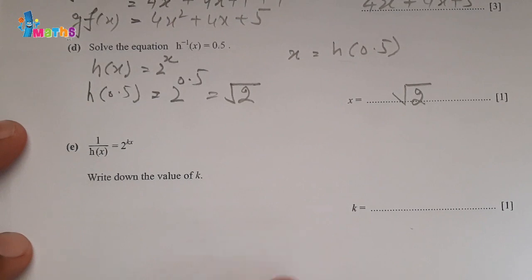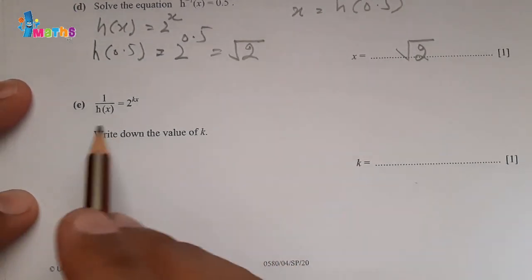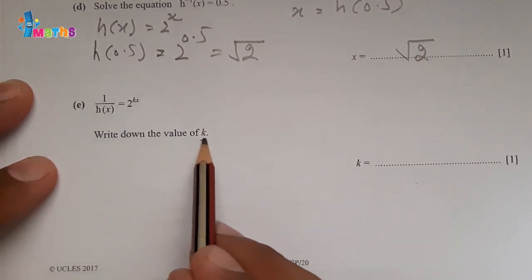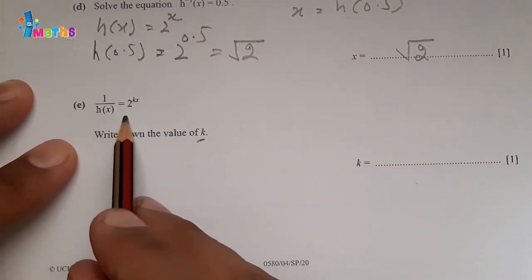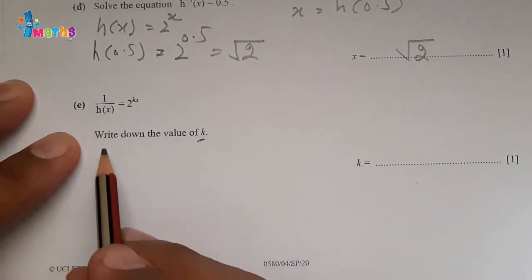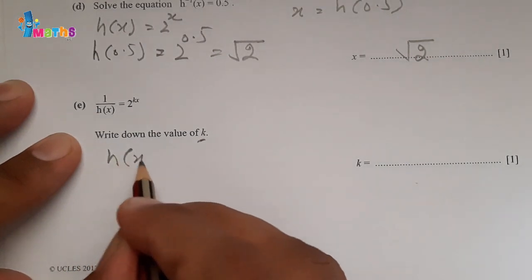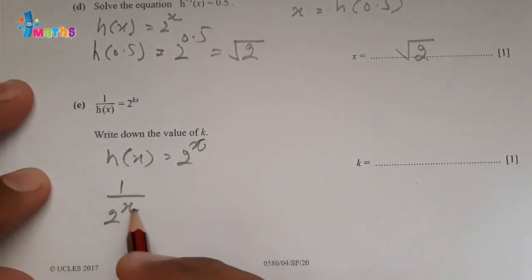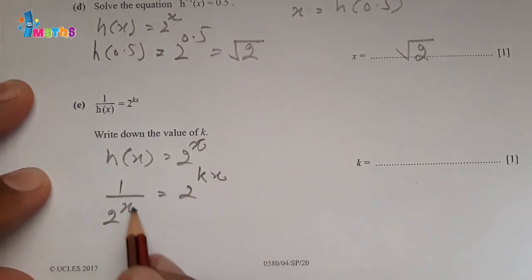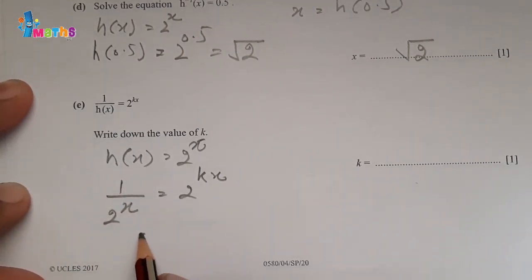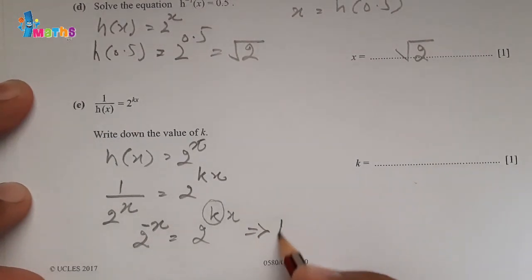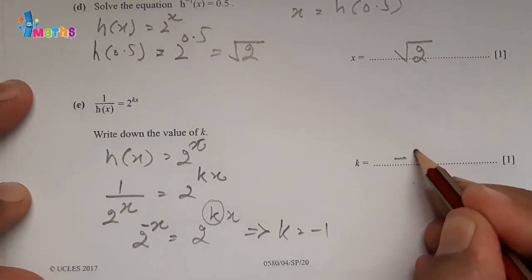Now the E part of question number 7, which is 1 over h of x is equal to 2 raised to the power kx. Write down the value of k. So 1 over h of x. h of x is given: h of x is equal to 2 raised to the power x. So we replace this value in the given equation: 1 over 2 raised to the power x is equal to 2 raised to the power kx. Now we can shift this denominator to the numerator, so it will be 2 raised to the power minus x is equal to 2 raised to the power kx. If we compare the coefficients, we can see k is equal to minus 1. So our answer will be k is equal to minus 1.